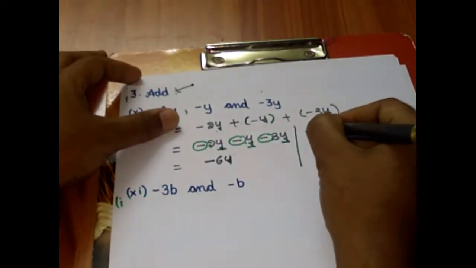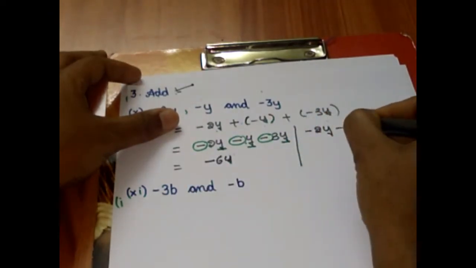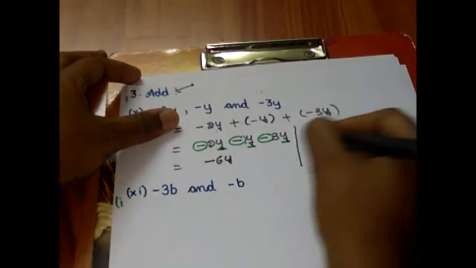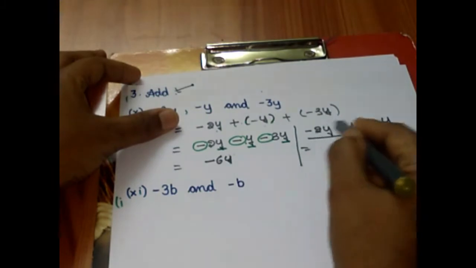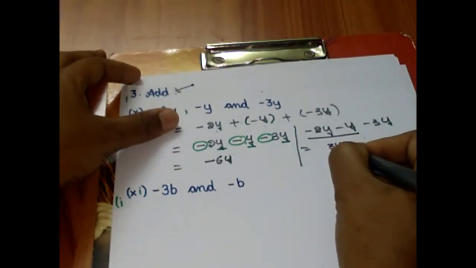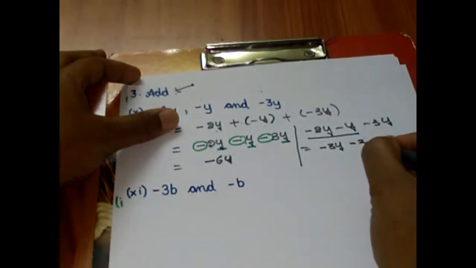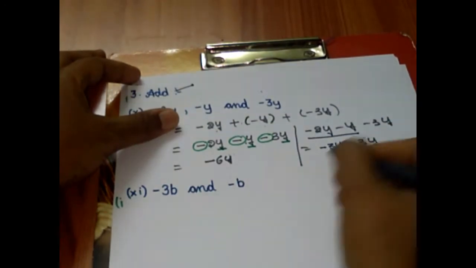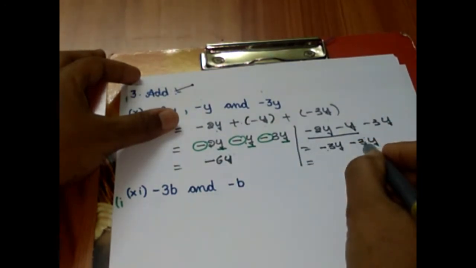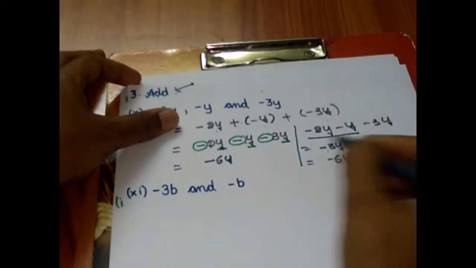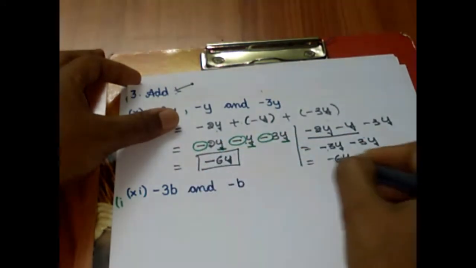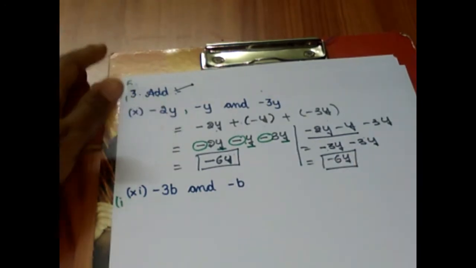If you want it in two steps, let me show the same also. So consider the first two terms. Both are negative. So 2 plus 1 is 3y. Write with the negative sign. Minus 3y is remaining. Now again both the terms are with negative sign. So add and write the negative sign. In both cases, the solution remains the same.